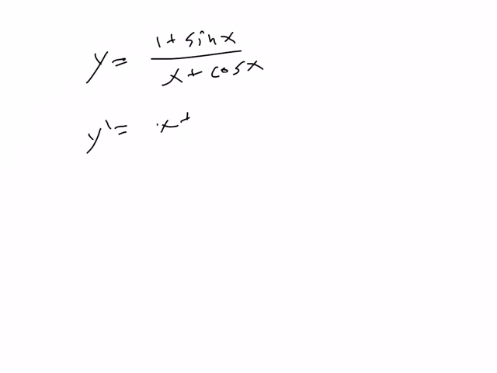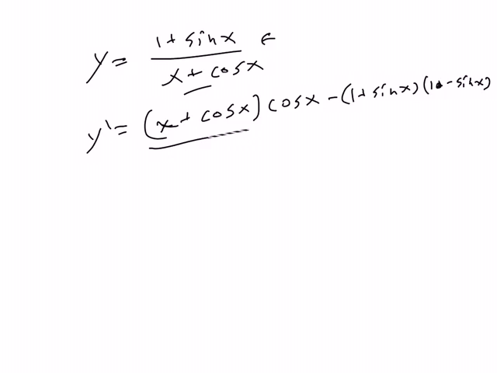Next problem, we have y is equal to 1 plus sine x over x plus cosine x. So y prime is going to be x plus cosine x times the derivative over here, which is cosine x, minus 1 plus sine x times the derivative over here, which is 1 minus sine x, all over x plus cosine x squared.